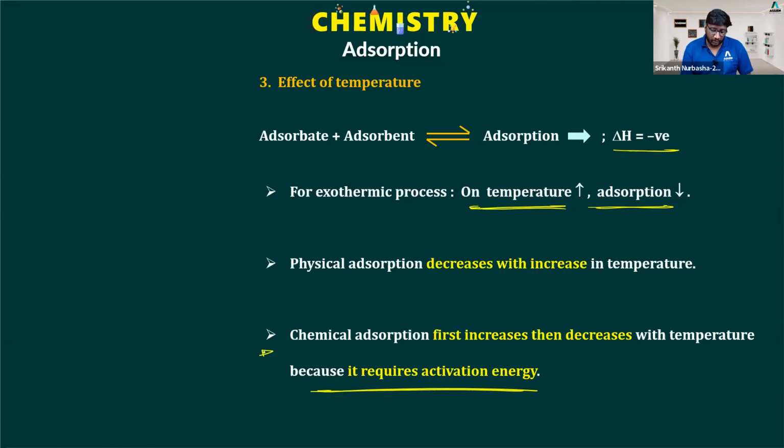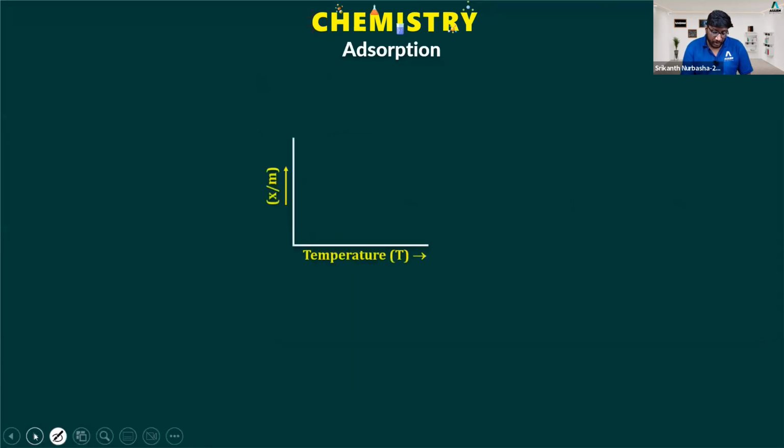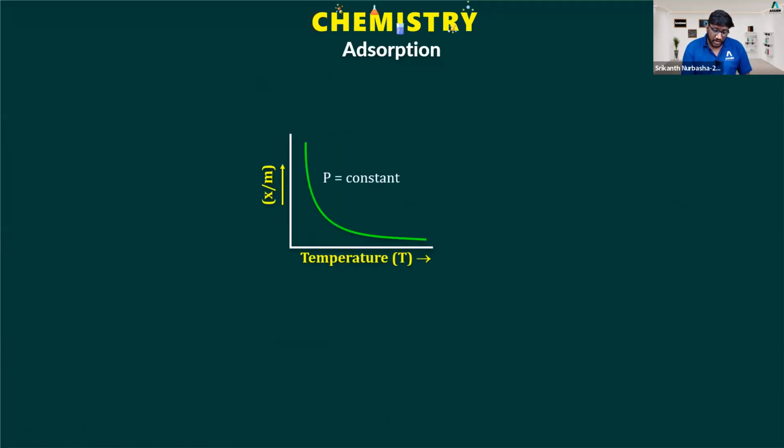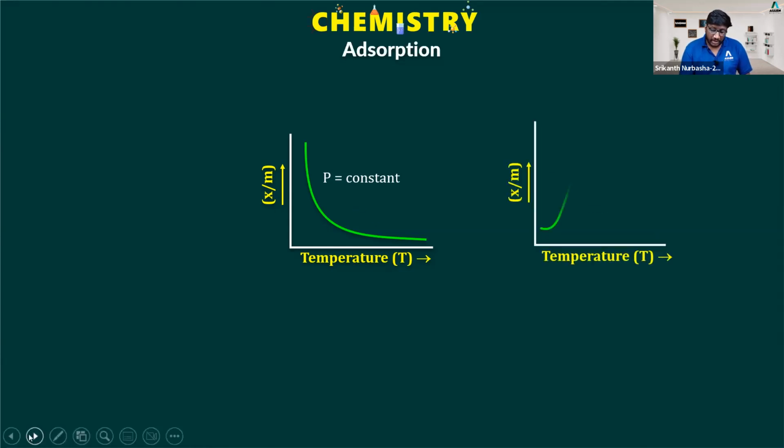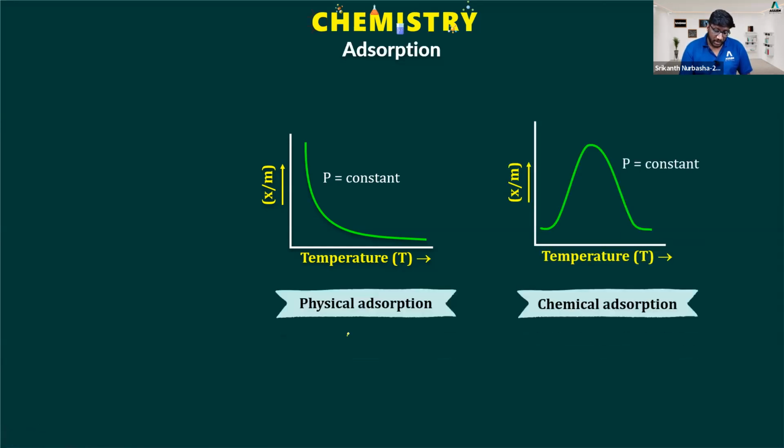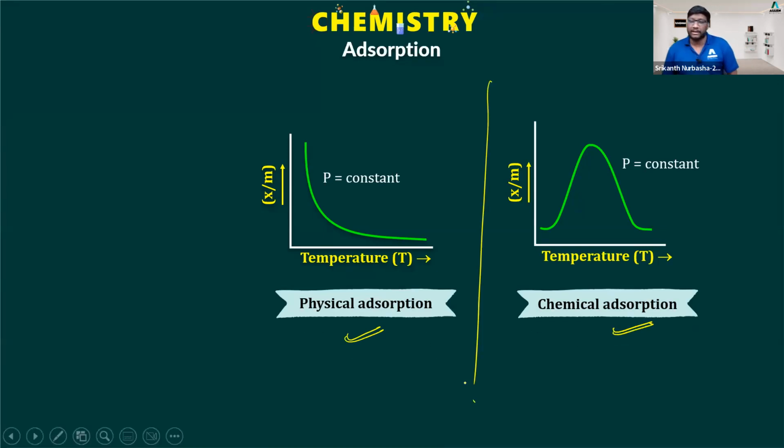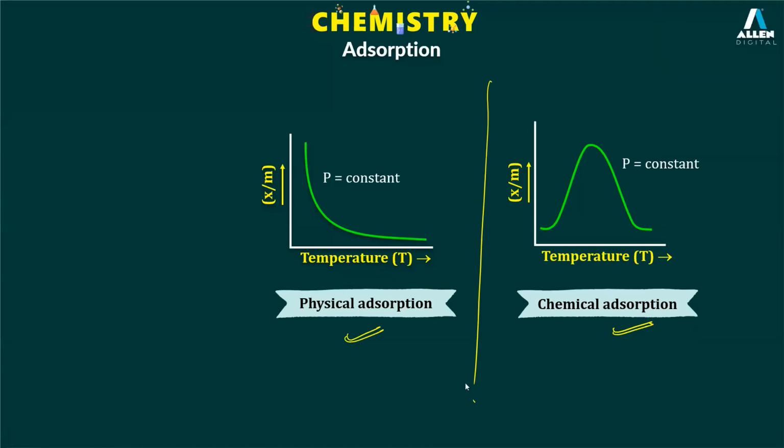This is the same point which we have discussed in the examples. If you study graphically, how you can draw the graphs, x by m versus temperature. At a particular pressure, extent of adsorption will be decreasing if you increase the temperature in a physical adsorption. In a chemical adsorption, it first increases and then decreases. So this is for physical adsorption and this is for chemical adsorption. Is that clear, students? Effect of temperature? Yes.